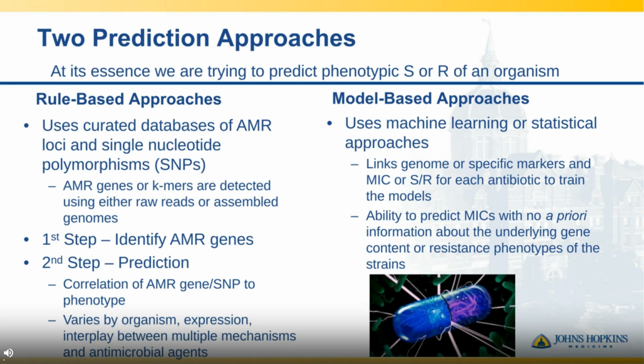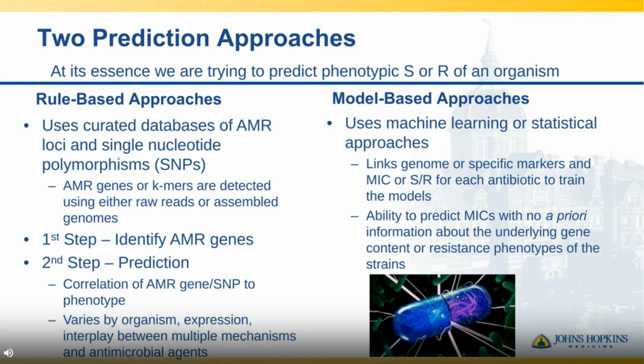But that's the first step. The first step is identifying the AMR gene. The second step is then to predict it, which is not always very straightforward. You need to correlate that gene or SNP to a phenotype, and it will vary by organism, expression, the interplay between multiple mechanisms, and by antimicrobial agents.